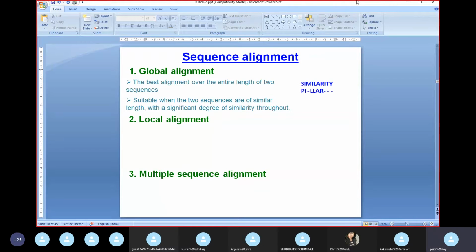A global alignment would mean the best possible alignment over the entire length of two sequences. One is the template sequence, the other is your query sequence. This will work only if your proteins are of similar sizes. If one protein is of 100 amino acids and the other is of 200 amino acids, there's no point in carrying out a global alignment. Right? So only when the sequences are of similar length do you carry out global alignment.